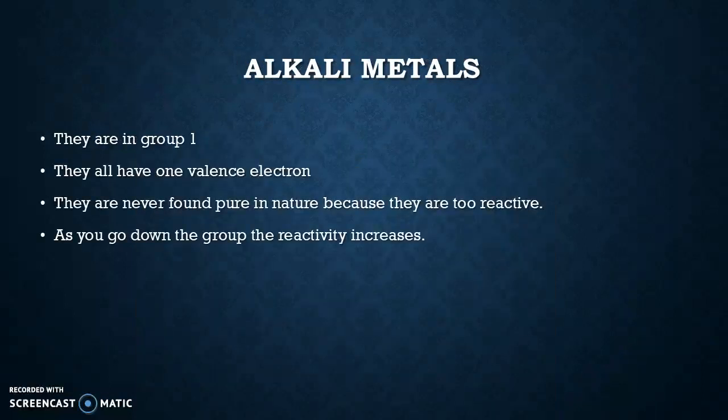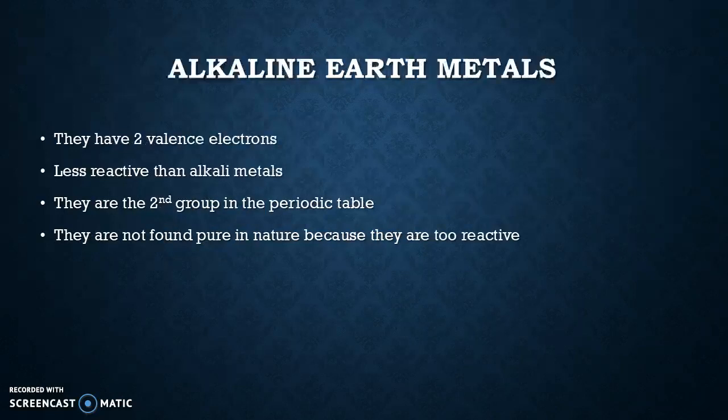So your alkali metals are in the very first group. They are in group 1. They all have one valence electron, and a valence electron is an electron on the outermost shell that we've been learning about. And they are never found pure in nature because they're too reactive. They normally need to bond in a different way because of the fact that they have that one valence electron just floating around, and they want to have at least 2. As you go down the group, the reactivity increases. So as you go down that column, they're going to become more and more reactive.